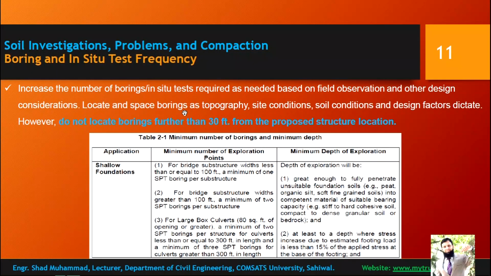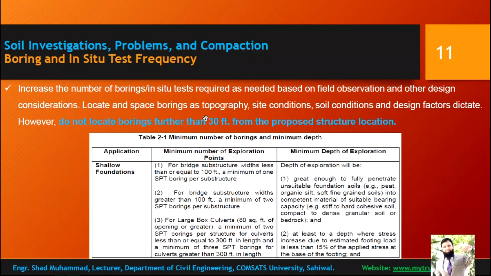So boring and in situ test frequency: how frequent and how deep borings should be, and how frequently in situ tests should be performed. Increase the number of borings and in situ tests required as needed based on field observation and other design considerations. So they are not limited; you don't have to conduct just this much. Based on your field observation and consideration, you can increase the number of borings and in situ tests.